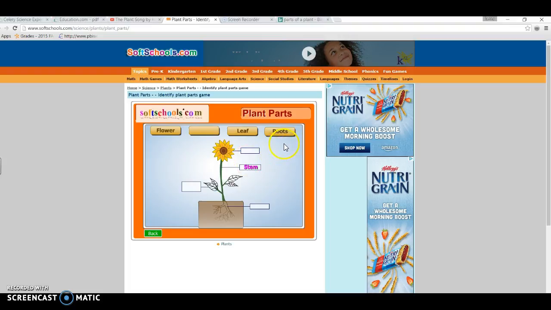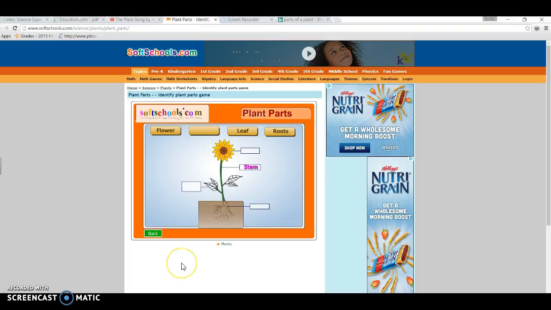So let's do one wrong so that we know. We know this is not the roots, right? So I'm going to put roots here and we're going to see what's going to happen. Oh, see, it doesn't even go there. It just pops right back up to the top. That's how you know you got it wrong. So I want you to keep practicing this activity until you can get them all right.